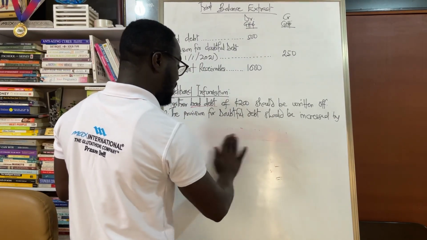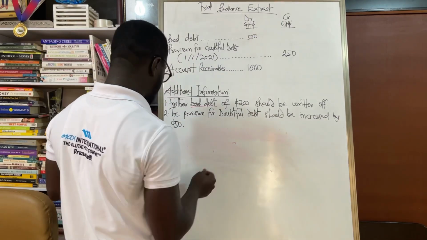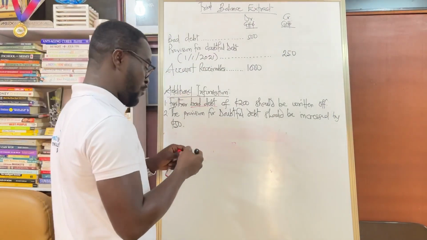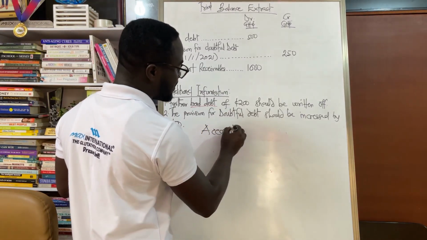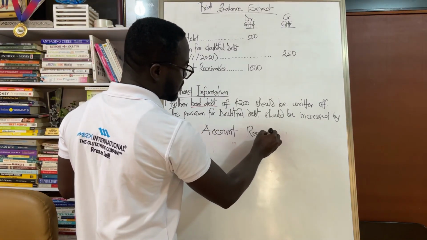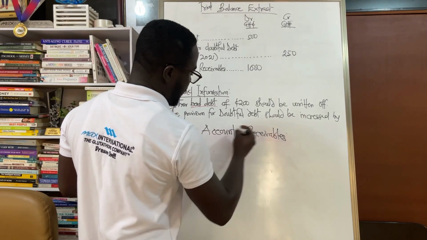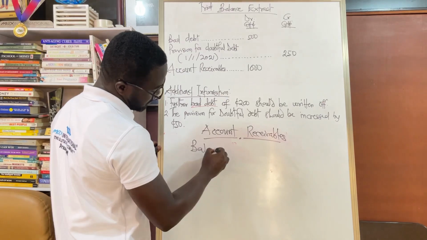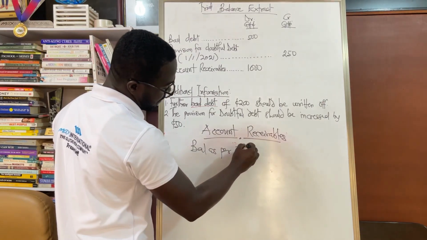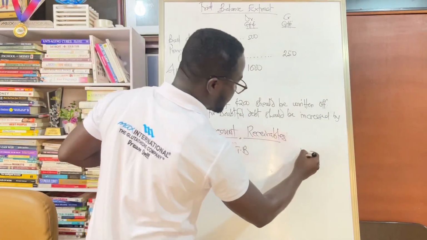So I know in your book you've already written the bad debt, you've written the account receivable. So I'm adjusting. All this should be part of your workings. Account receivables: the balance as per trial balance is 1,000.